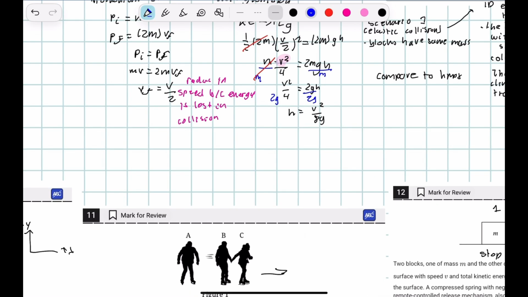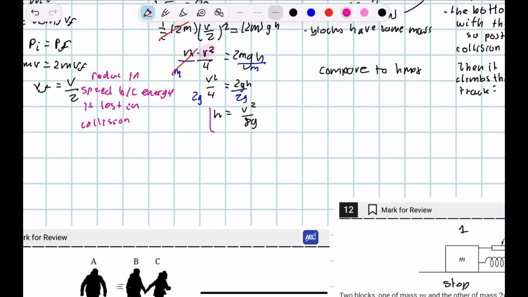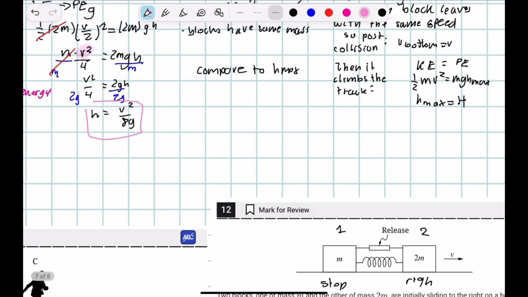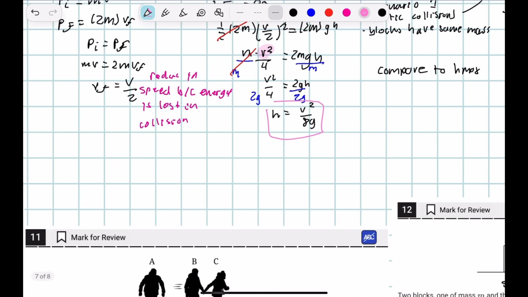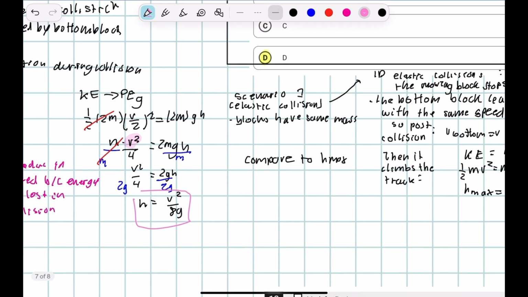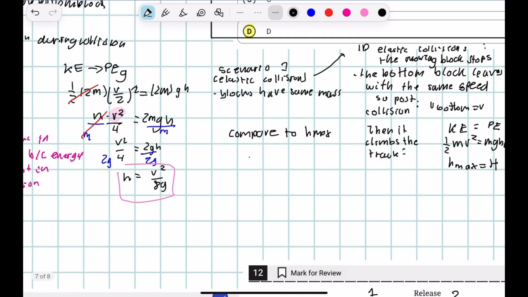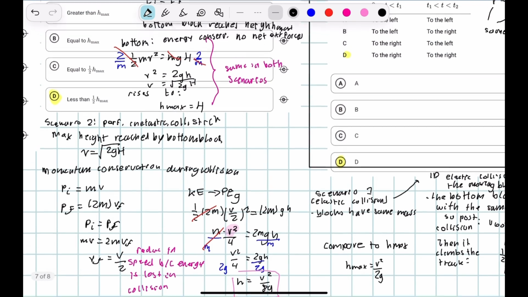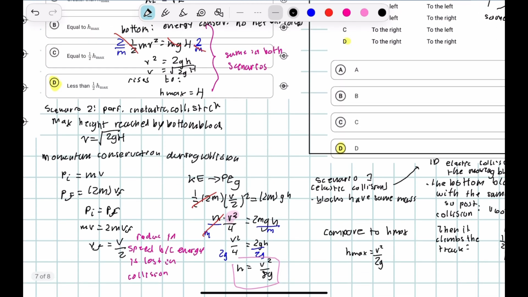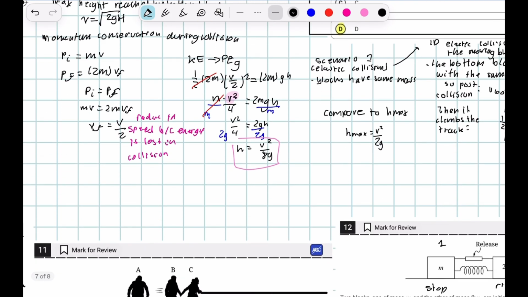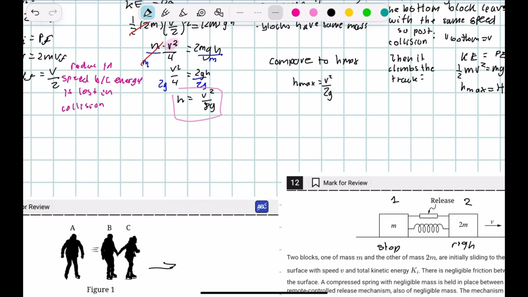Now we have this height, just in a different color. And from scenario 1, we have that h max is equal to v squared over 2g. So now we can compare these two. Okay, let me make this orange. Sorry, it's kind of messy.